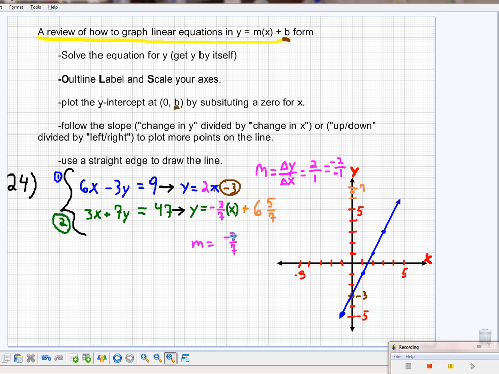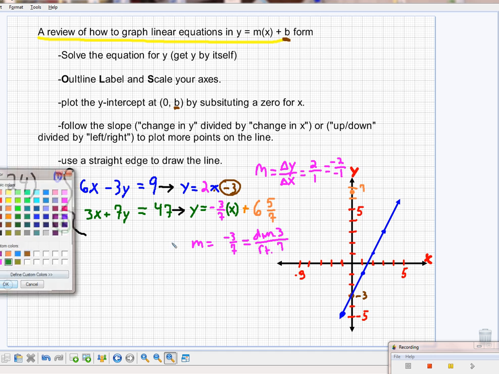-3/7. Remember, rise over run, change in y, that's vertical change, divided by horizontal change. So what that means is we're going down 3, right 7. Down 3, little abbreviation there, right 7. Not as easy to do because we do have a fraction here.